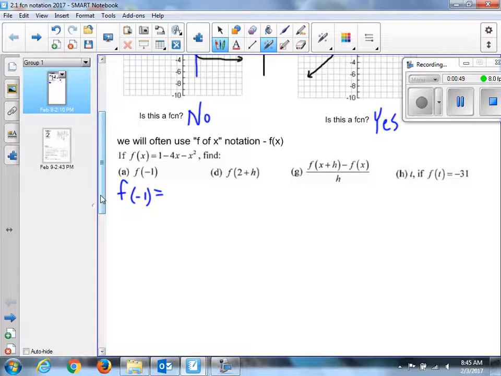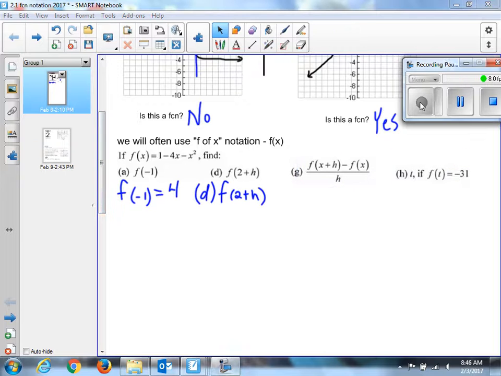Then, right now, I'll pause. We're using f of x equals 1 minus 4x minus x squared to find f of negative 1. We do that right now, f of 2 plus h. We'll go through this one together. Maybe try this one. So I'll pause and you can get to work, and check your answers for A and B with me.